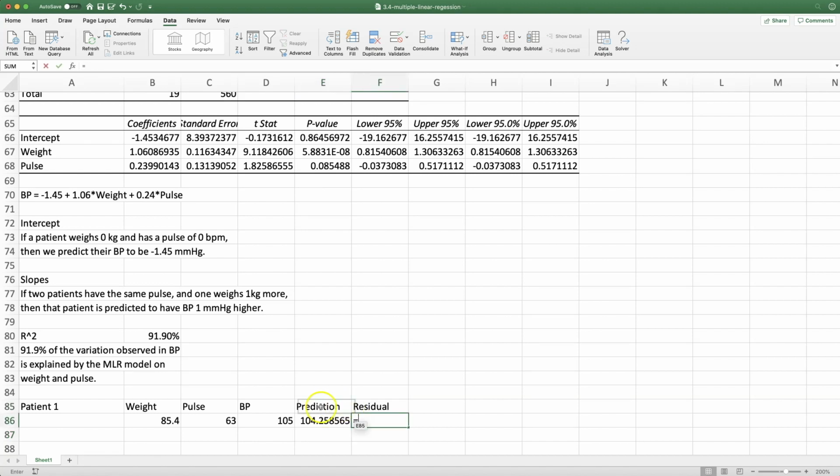To determine how close this prediction is, we can calculate the residual. The residual is the actual blood pressure minus the predicted blood pressure. The residual is 0.74 millimeters mercury. That is, this model was very close in predicting this patient's blood pressure.